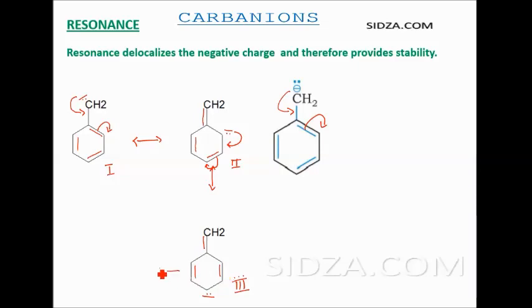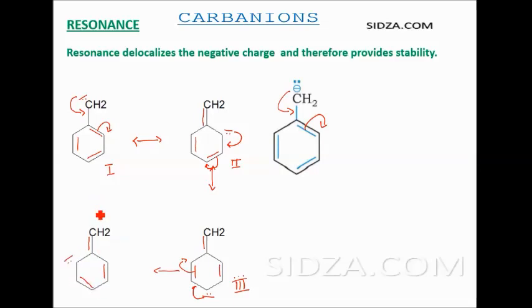Again, I can delocalize it. It goes down, and it is this one. It goes again to the ortho position, right? And you get a structure like this. You get a double bond over here, a double bond here, a double bond here, and a negative charge on the ortho position, right?